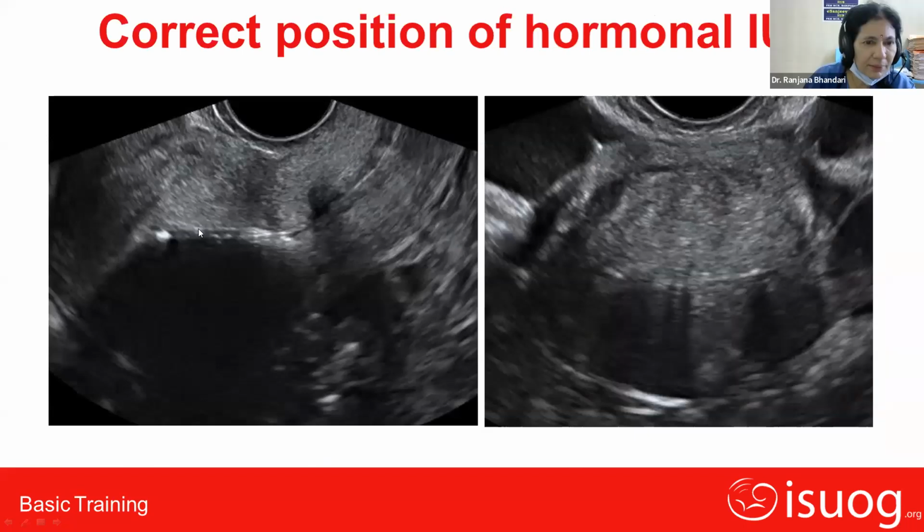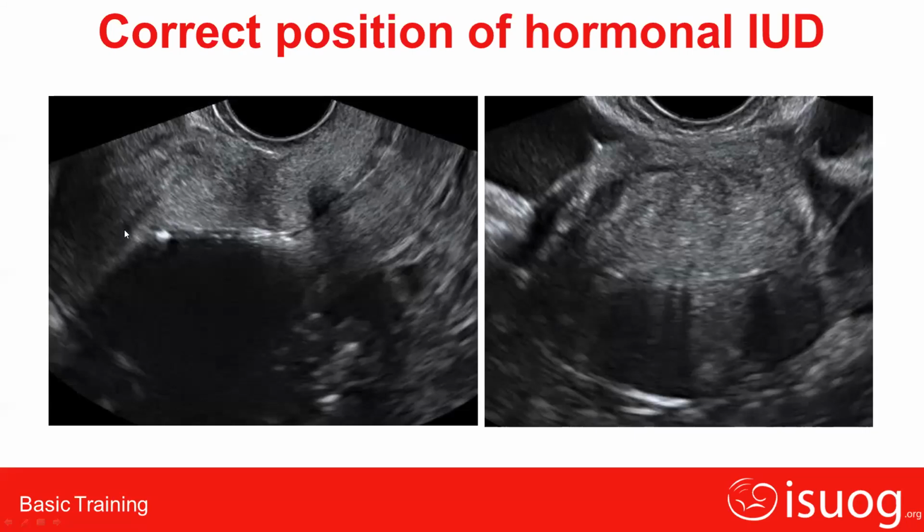Now, in incorrect position of IUCD, one very important thing is that the distance between the endometrium and the IUCD should not be more than 5 millimeter. Second, the distance between the fundus and the upper part of the IUCD should not be more than 2 centimeter, as this is the 2 centimeter myometrial thickness. So remember, this should not be more than 2 centimeter, and this should not be more than 5 millimeter.